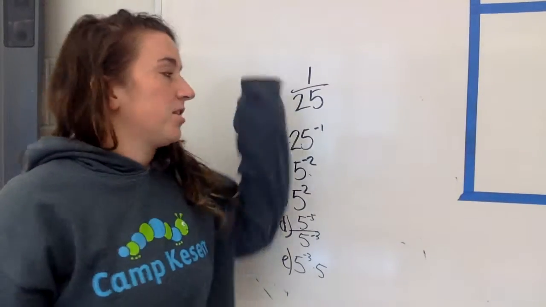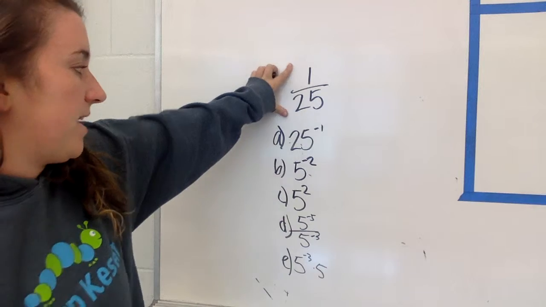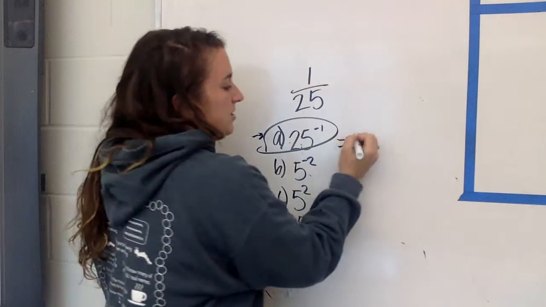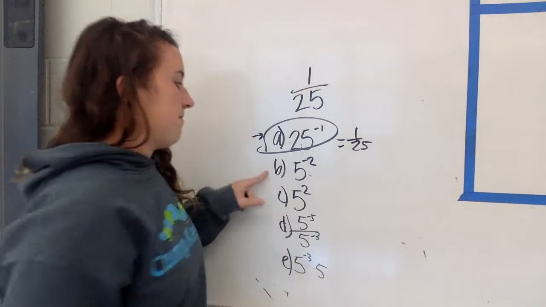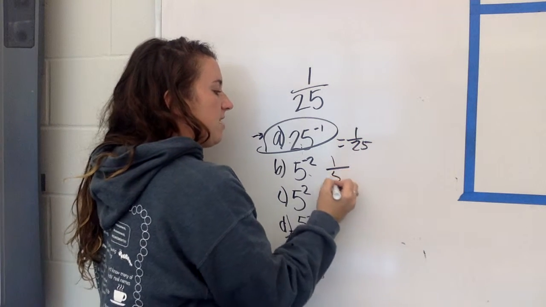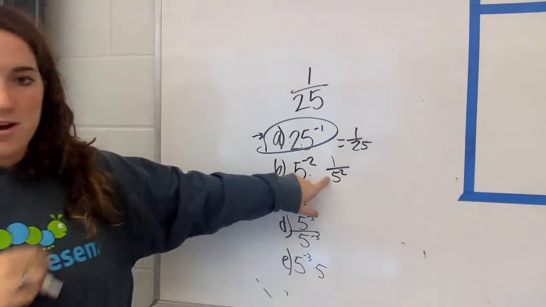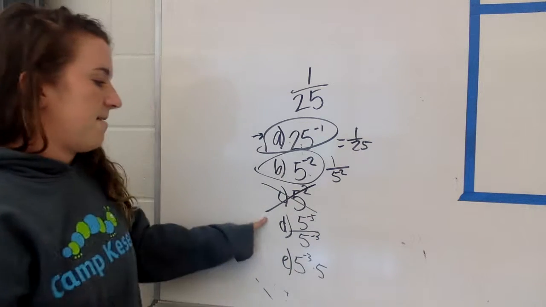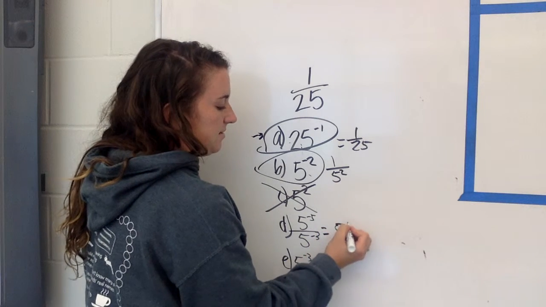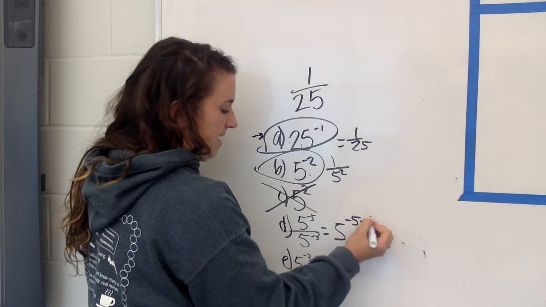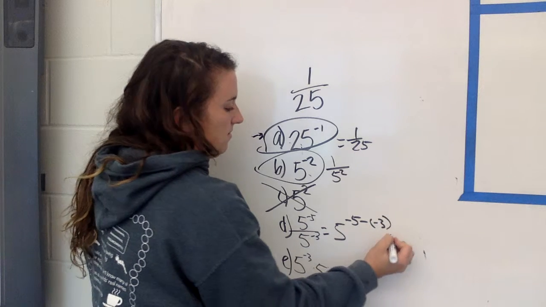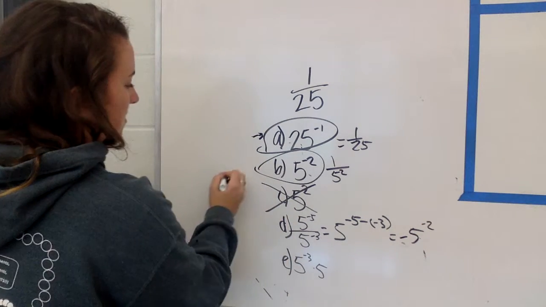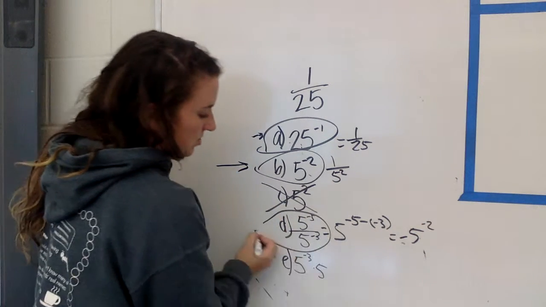All right, for the last problem, circle all the following that are equivalent to 1/25. For A, negative exponent means write it as a fraction, so that is equivalent. For B, negative exponent also means write it as a fraction, so it would be 1/5 squared, which is equivalent. 5 squared is not the same. Here, we'd subtract, so you'd have -5 minus -3. We would end up with 5 to the -2nd power, which is the same as B, so it is true.